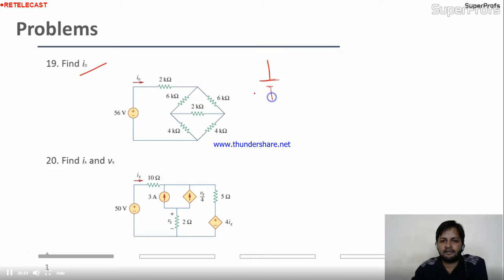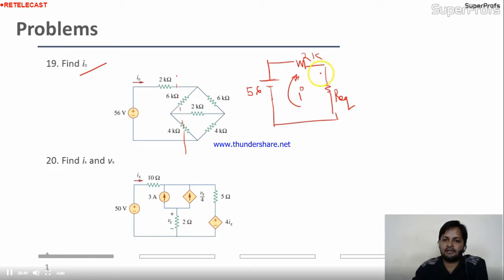56 volt is there. Okay, fine. This is 2K is there. And instead of this whole circuit, suppose you are having equivalent of this circuit, R equivalent. So it becomes very easy to find out I by Ohm's law. I is nothing but V by R. R is nothing but 2K plus R equivalent.